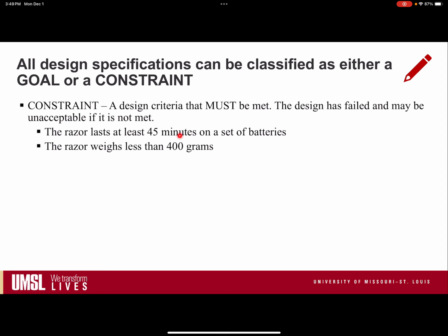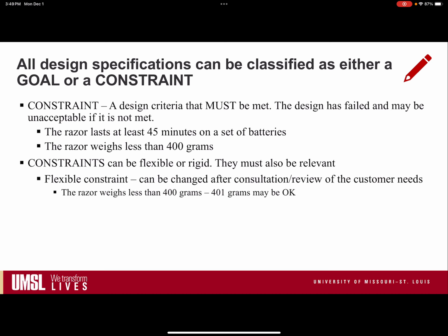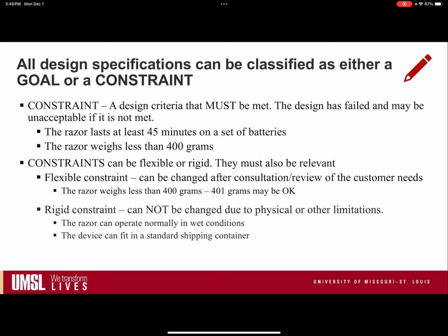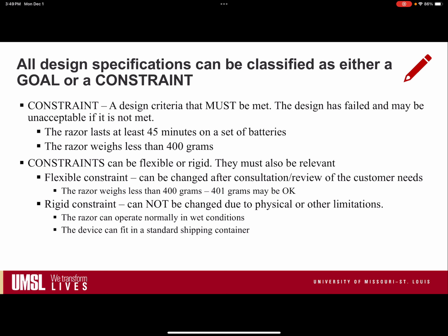If the customer wants at least 45 minutes on a razor because that's how long it takes to shave, then that's your constraint. If it needs to be 400 grams, then that's the constraint, and that's rigid. Sometimes the constraint could be flexible if you're talking about a razor. It's not as important, let's say, as aerospace products. So you might say, okay, 400 but 401 is okay. And sometimes it's very rigid. Again, in the medical field or aerospace, there is a limit on the temperature that you need to have, a dimension that you need to follow, and you have a rigid constraint.